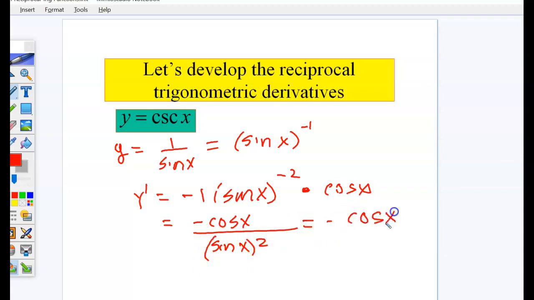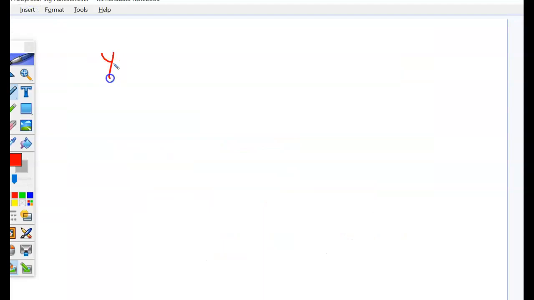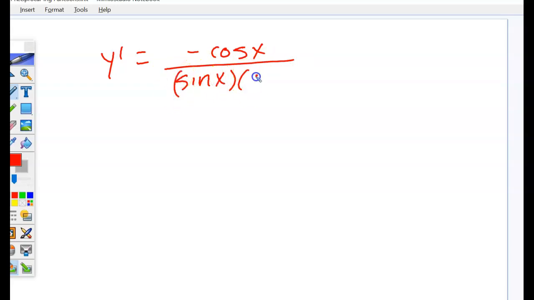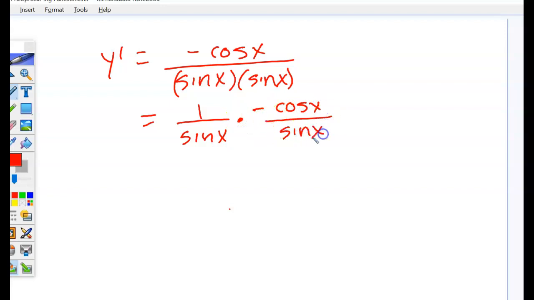Now I'm going to break up sine squared x as sine x times sine x. So I had negative cos x over sine x times sine x. This is really the same thing as 1 over sine x times negative cos x over sine x. And 1 over sine x, according to our trig identities from Pre-Calc 30, is cosecant x. And cos over sine is cotangent. The negative sign just goes out front. So there we have derived the derivative of cosecant x.